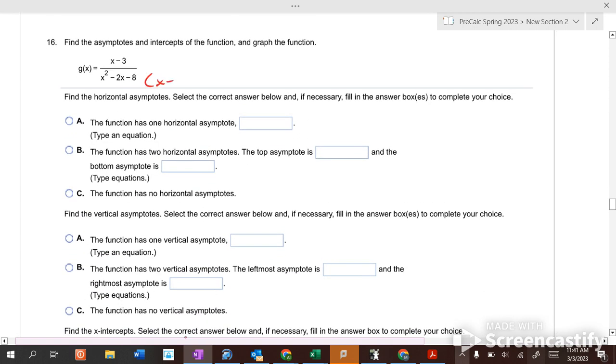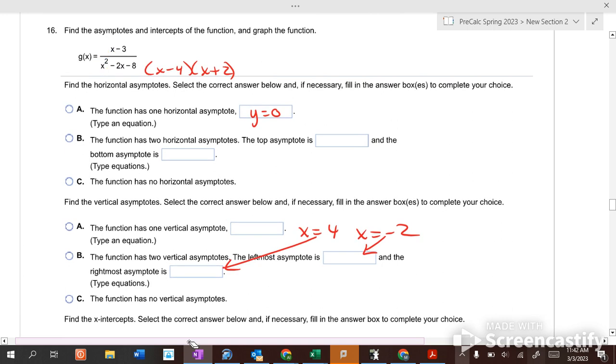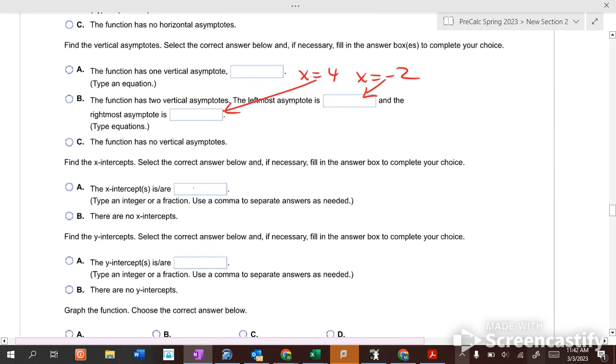Asymptotes, x minus 4, x plus 2. And then the power on the top is lower than the power on the bottom, so the horizontal asymptote is y equals 0. Okay? When the power on the top is lower than the power on the bottom, it's y equals 0. Vertical asymptotes are at x equals 4 and x equals negative 2. So the leftmost is negative 2, the rightmost is 4. X-intercepts is when you set your numerator equals 0. Well, then that is 3.